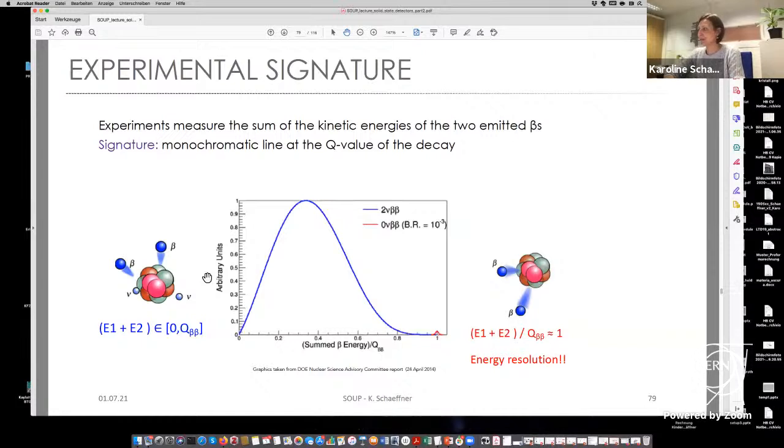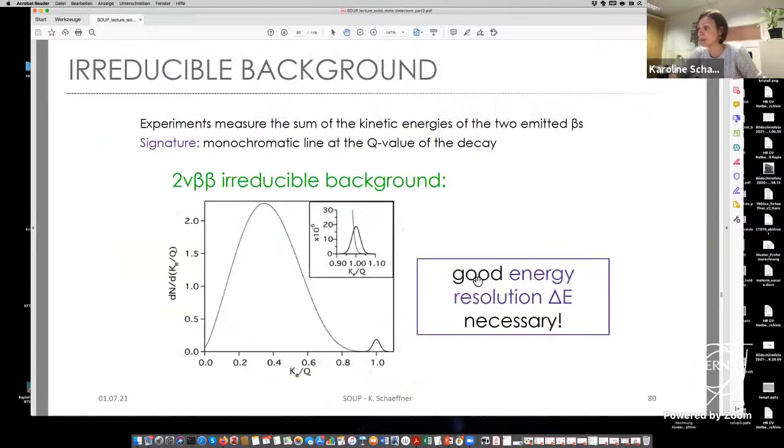Okay, so now a completely different topic, also different energy scales. Now we go from eV to MeV. We look for the neutrinoless double beta decay. As I already told you, this has a characteristic line at the energy of the two emitted betas. You would look for it as a monochromatic line at the Q value of the very isotope. Just to mention again, you always have this two-neutrino double beta decay, which you cannot avoid because it comes with the isotope.